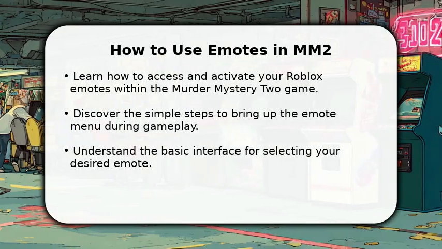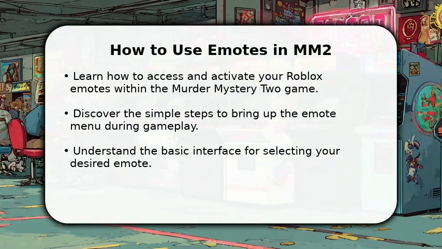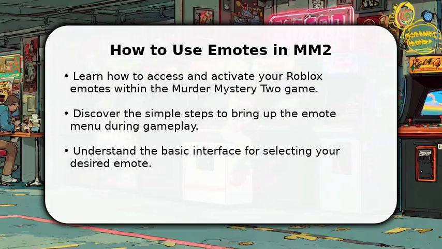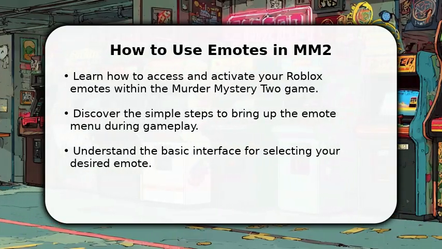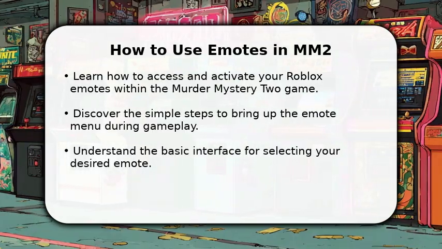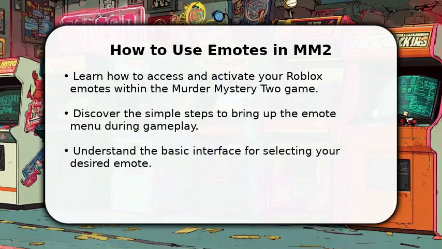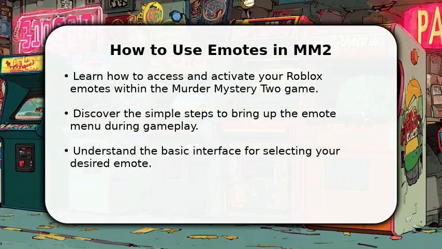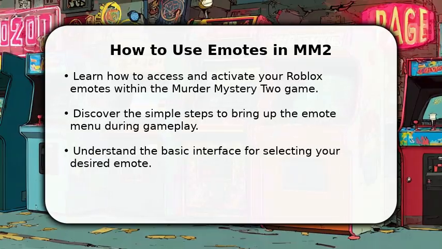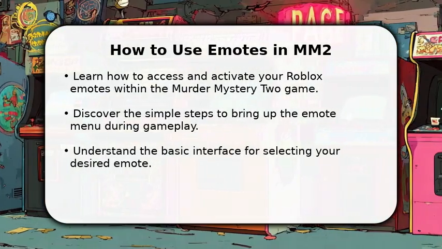In this video, I will explain how to use Roblox Emotes in Murder Mystery 2. To begin, simply press the B key on your keyboard if you are playing on a computer. This action will instantly bring up the emote menu, displaying all your currently equipped expressions. If you are on a mobile device, look for a small emote icon, usually located near the bottom of your screen, and tap it to open the menu. This is your first step to expressing yourself in-game.